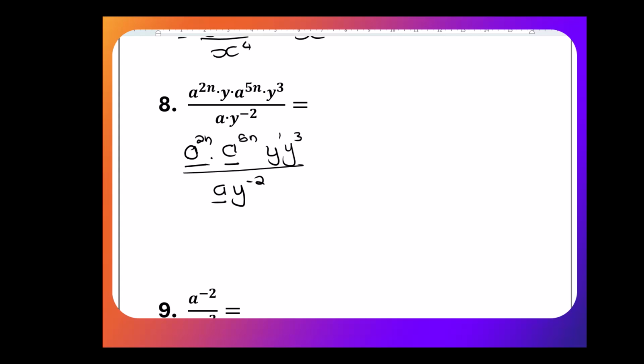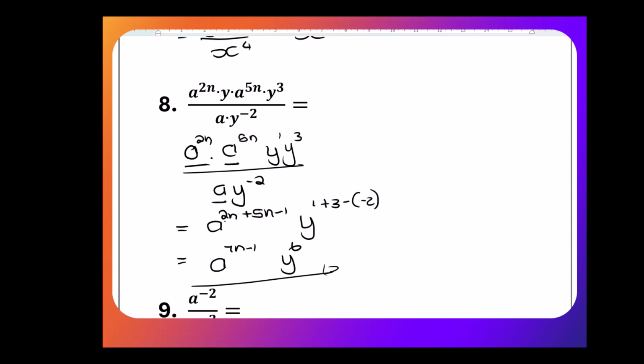The base is the same. We divide, we subtract. So I can say a to the exponent 2n plus 5n minus 1. y to the exponent 1 plus 3 minus 2. So at the end, I'm going to have a to the 2n plus 5n gives me 7n minus 1, and y to the 4 plus 2 gives me 6, and there's my answer.